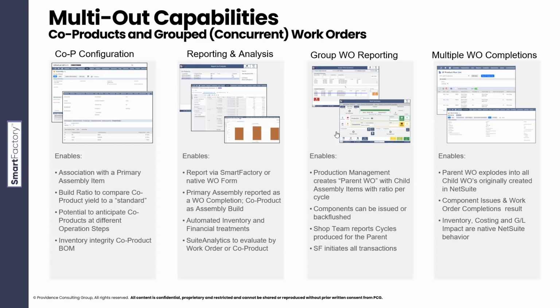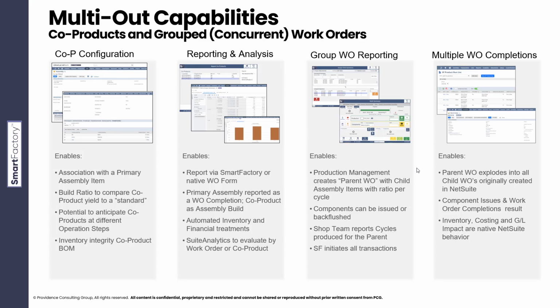Same thing holds true for injection molding, where depending on the mold pattern, we may be able to achieve multiple assembly items in one shot. So through the production management app, we'll see the ability to create a parent work order associating each of those children with one specific product run.